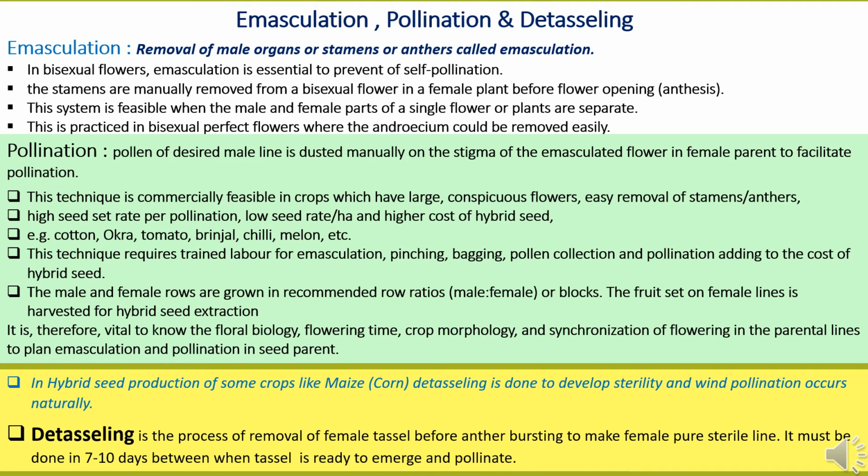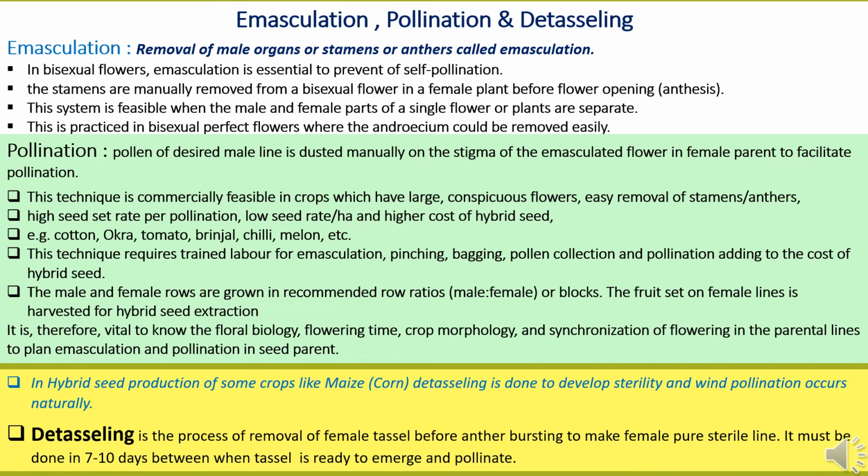This technique requires trained labor for emasculation, pinching, bagging, pollen collection and pollination, adding to the cost of hybrid seed. The male and female rows are grown in recommended row ratio or block methods, where the fruit set on the female line is harvested for hybrid seed extraction. So, in this case, it is vital to know the floral biology, flowering time, crop morphology and synchronization of flowering in the parental lines for emasculation and pollination of the seed parents.